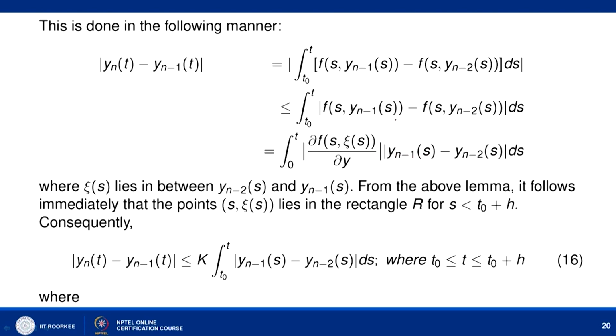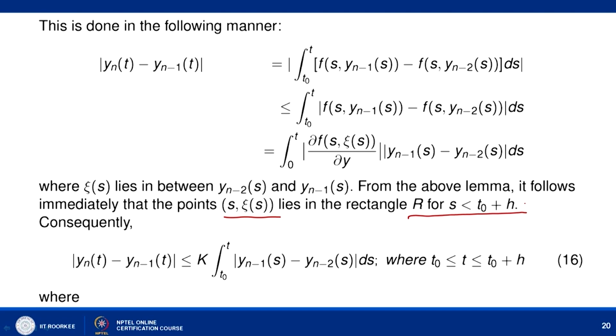So, at this point either you use the mean value theorem or you use the Lipschitz condition, and we can show that. In particular, if we are using the mean value theorem, we can say that this xi(s) lies between yn-2(s) and yn-1(s), and from the above lemma which we have just proved, it follows immediately that this point lies in the rectangle R.